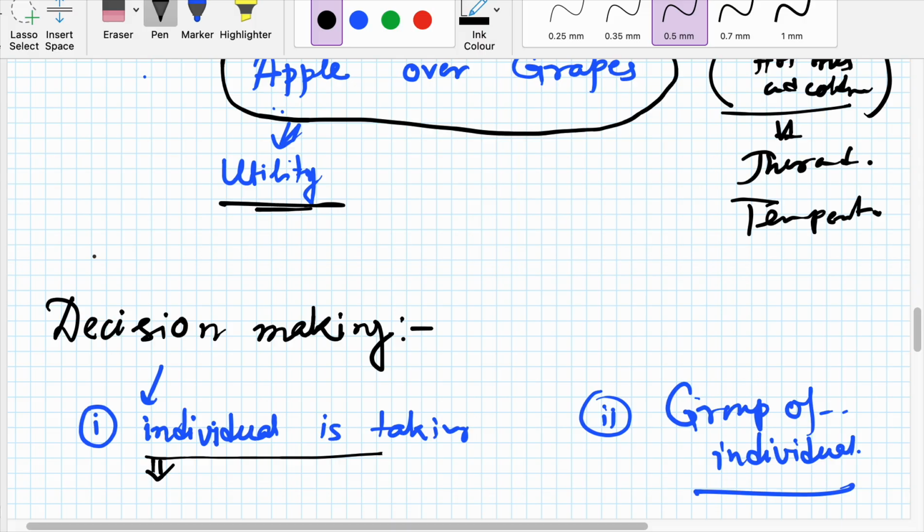So we will basically see the axiomatic treatment of the utility. So let's see.